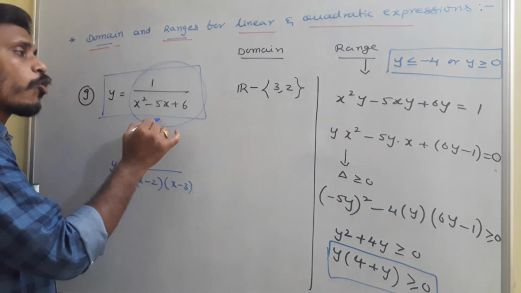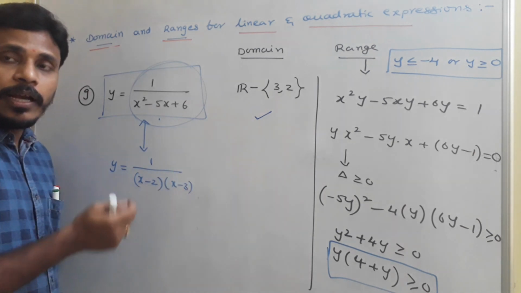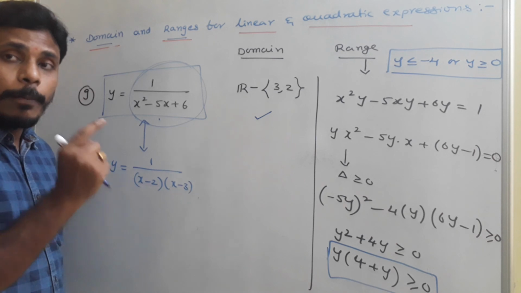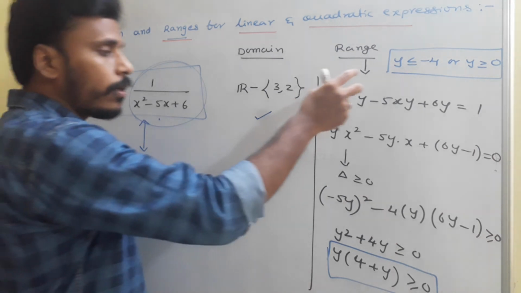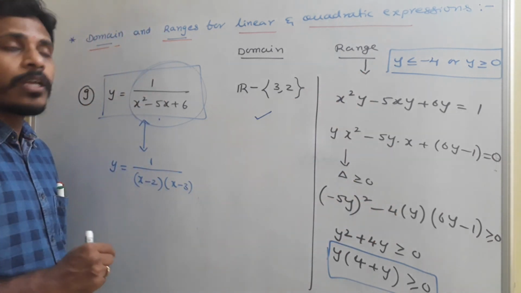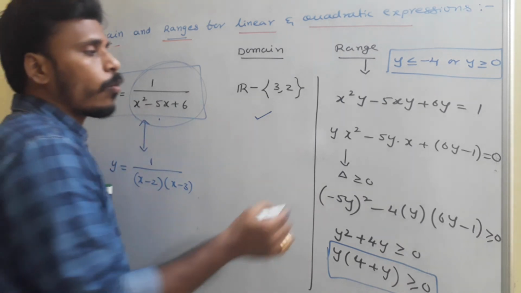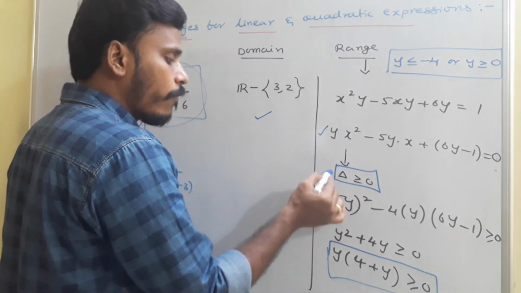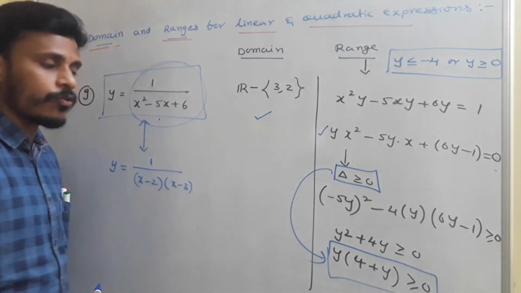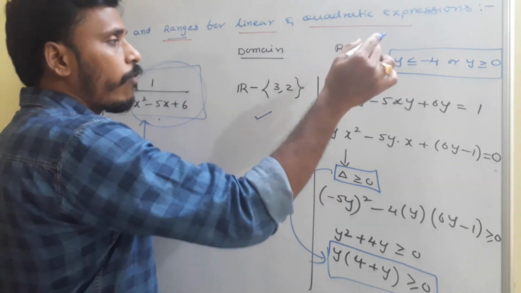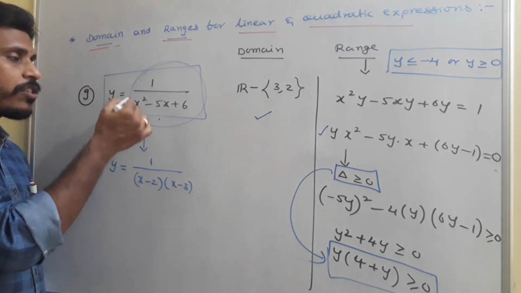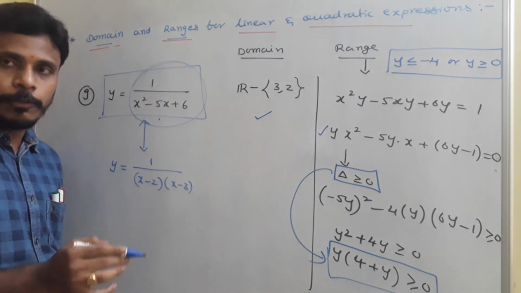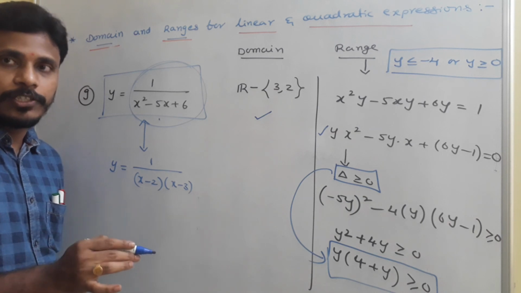So finding the domain is very simple. Eliminate the values wherever the denominator is 0. But finding the range follows a procedure. You just cross multiply, make a quadratic in terms of x, its discriminant is greater than or equal to 0. From there, y into 4 plus y is greater than or equal to 0. Finally, that is the range. So this is the way of solving these types of expressions to find the domain and range. Have a look.